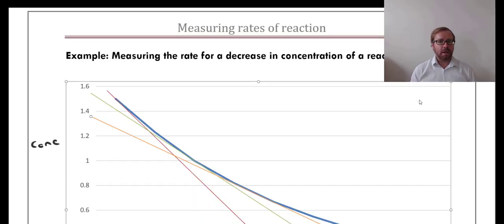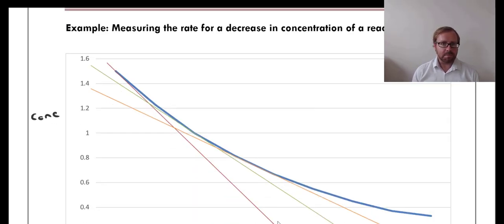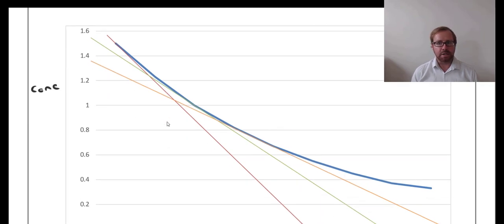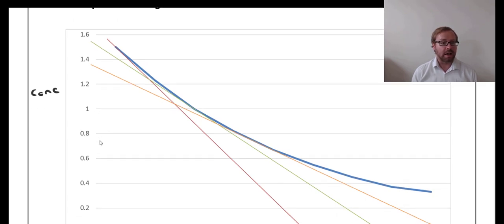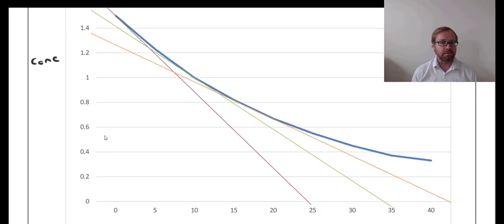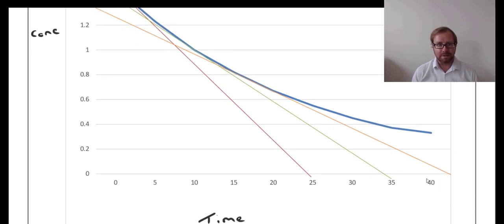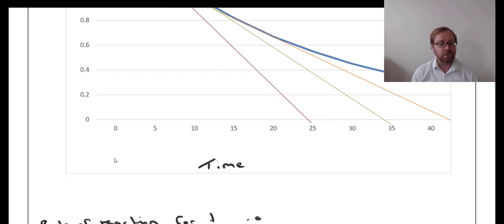Okay, welcome back. So hopefully you should have something that looks like this, where you've drawn 3 tangent lines at the varying concentrations. So at 1.5, 1, and 0.5. My 0.5 one isn't very accurate because I've actually not left enough space on the axis down here. So that's my bad, but you get the general idea of how it should look.